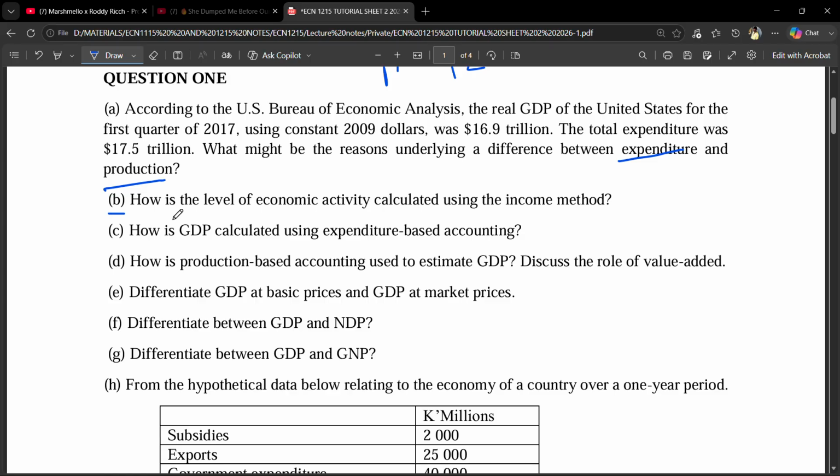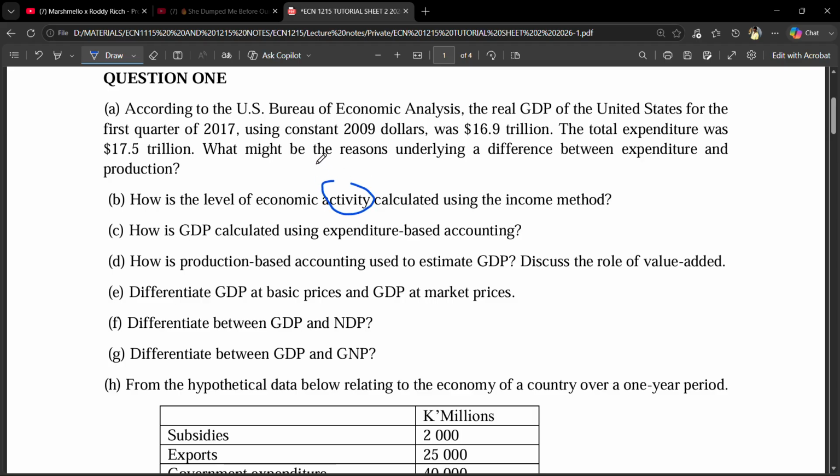Okay, question B. Question B was saying, how is the level of economic activity calculated using the income method? The question is simply trying to ask how you calculate income using the income method. GDP is being calculated using the income method. How do you calculate the activities that are being produced?